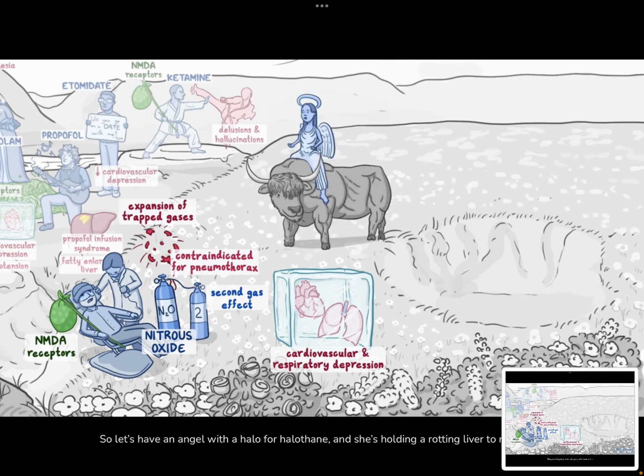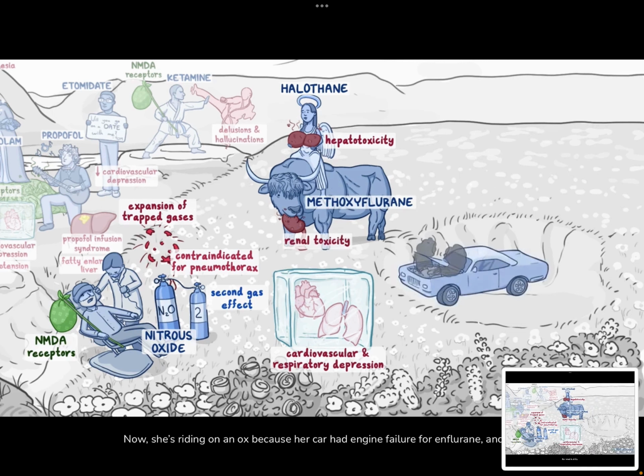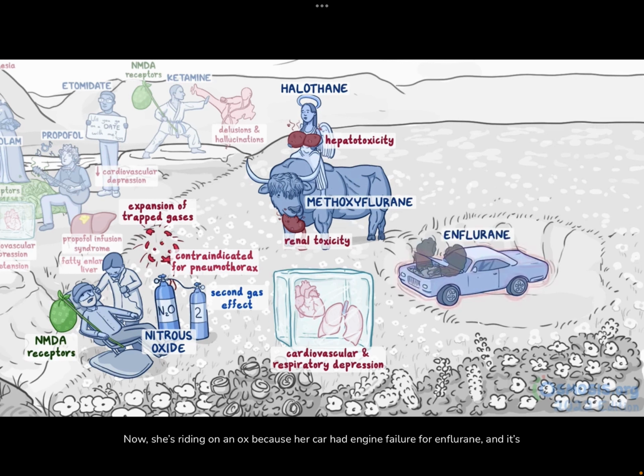Let's have an angel with a halo for halothane. And she's holding a rotting liver to represent the hepatotoxicity. She's riding on a meaty-looking ox for methoxyflurane, and this ox is chewing on a rotting kidney for renal toxicity. Now, she's riding on an ox because her car had an engine failure for enflurane. And it's shaking violently to help you remember enflurane can lower the seizure threshold.